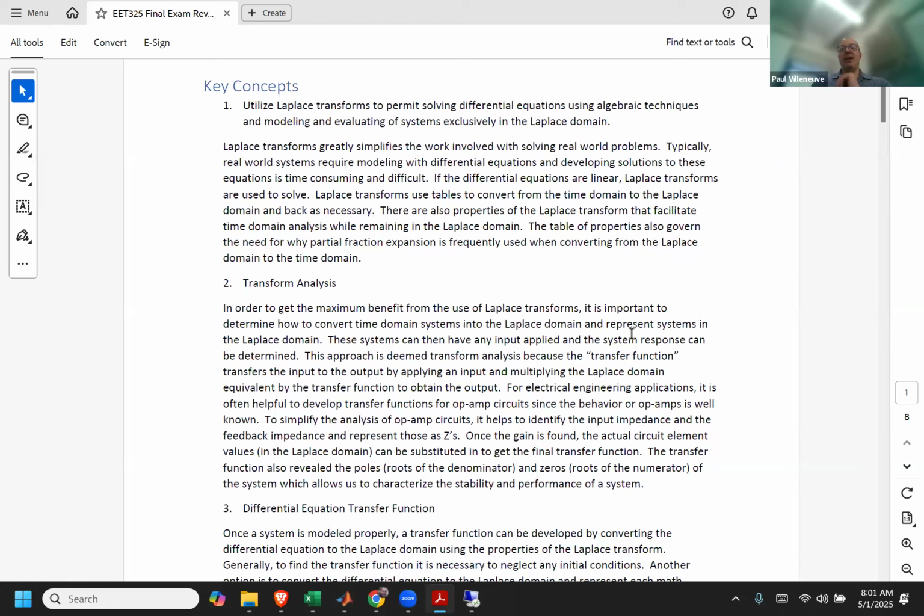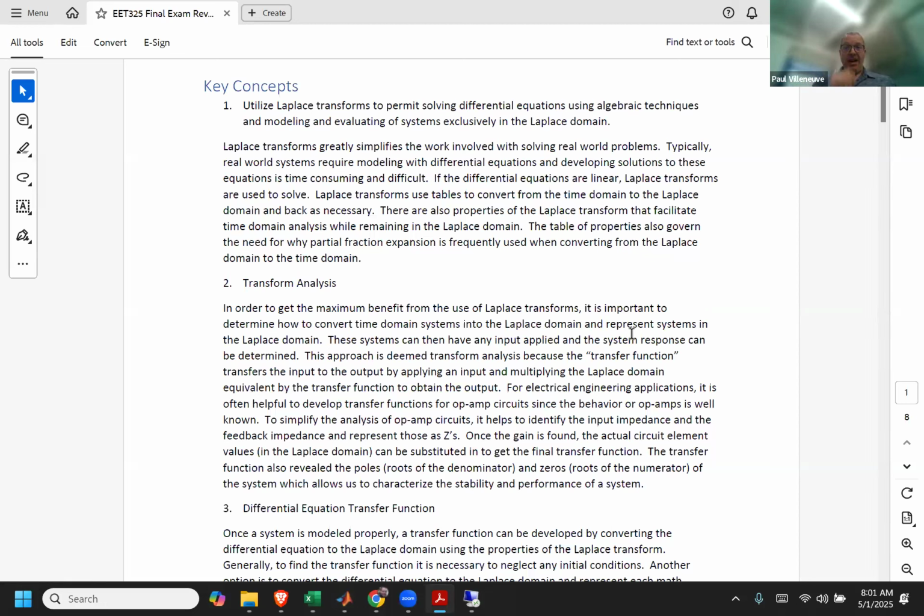So we kept using Laplace, right? That was the whole purpose of 325, to live in the Laplace domain. Why is that? Because living in the real world means we have to solve differential equations. So we're modeling systems, and we would like to model them in the Laplace domain if we can. Sometimes we have to write differential equations and model them in the time domain, and then just convert them to the Laplace domain. Pretty easy.